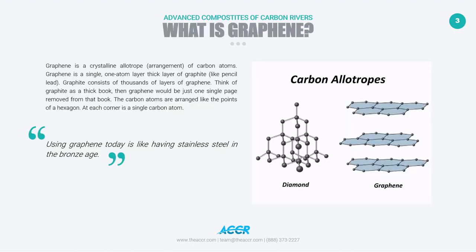For those of you who are not familiar with graphene, we'll start with the basics. Graphene is nothing more than a crystalline allotrope or arrangement of carbon atoms. Please note the two allotropes to the left. You have a diamond, which is a three-dimensional structure, and you have graphene, which is a two-dimensional structure. Please notice that both allotropes are only carbon atoms. There's no oxygen, hydrogen, or other atoms present. Please also notice the hexagon shapes that give each allotrope its strength.